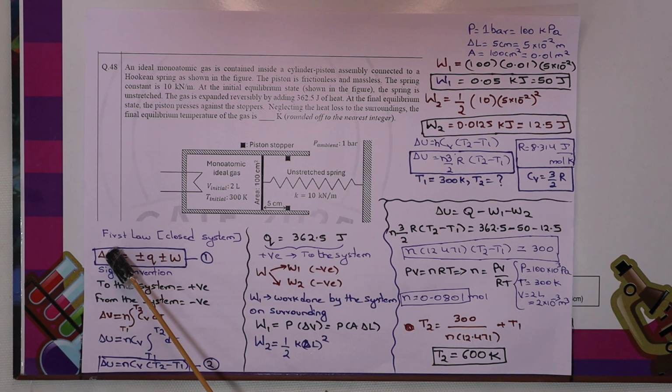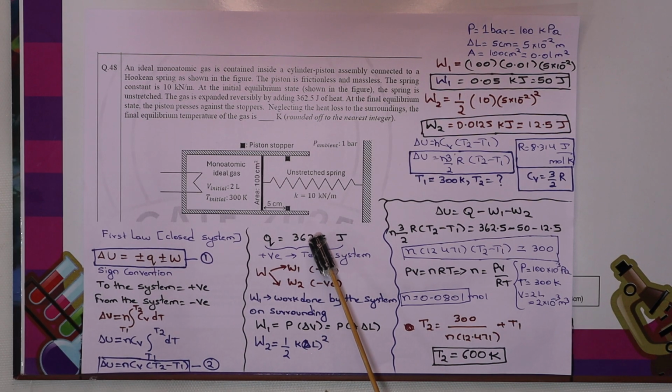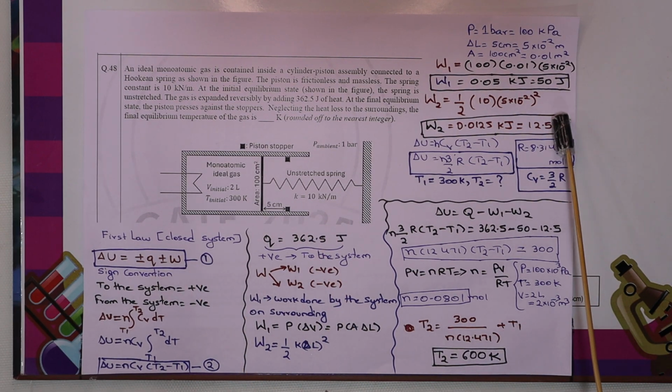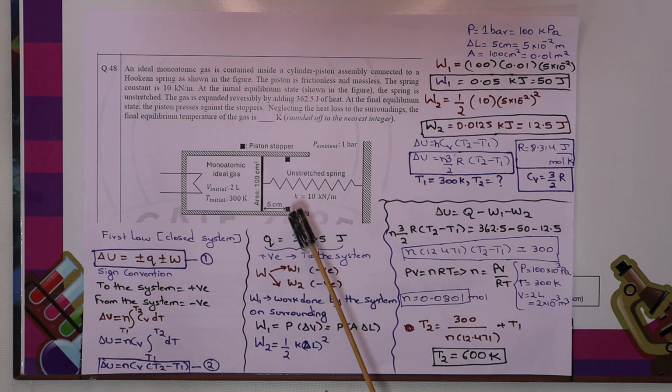You substitute in place of delta U this particular equation, in place of Q this particular number, in place of W these two particular numbers. What is the information which is not given is the value of Cv. For an ideal monatomic gas, the Cv is nothing but 3 by 2 times R. R is the universal gas constant, which is 8.314 joule per mole Kelvin. Substitute in place of Cv 3 by 2 R. N is the number of moles of gas.